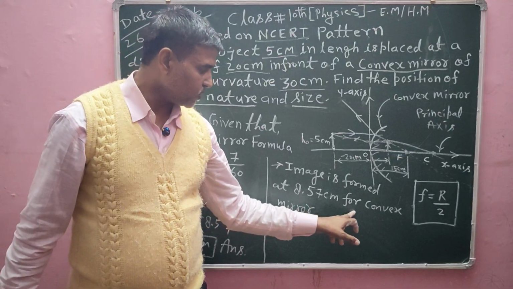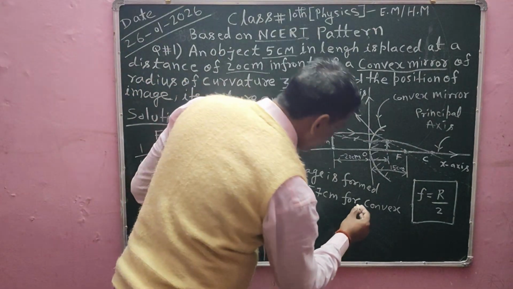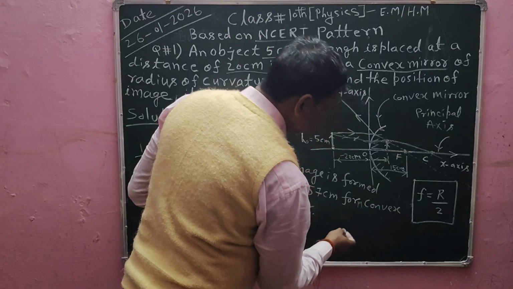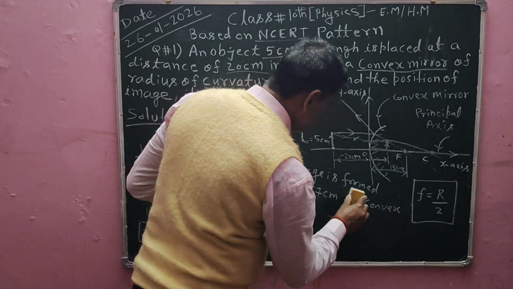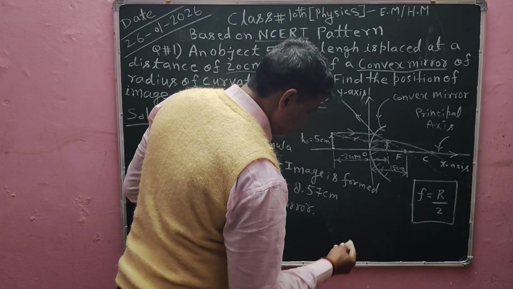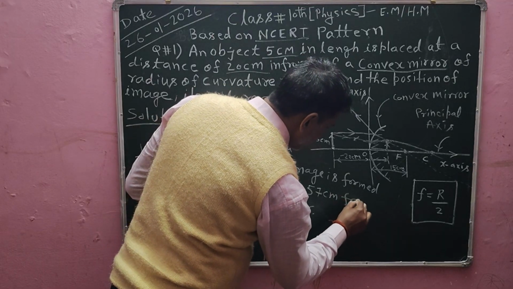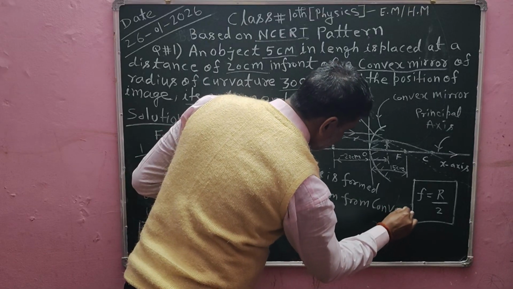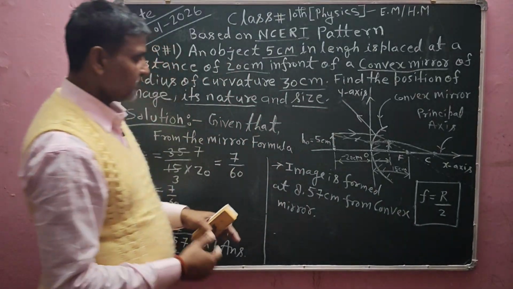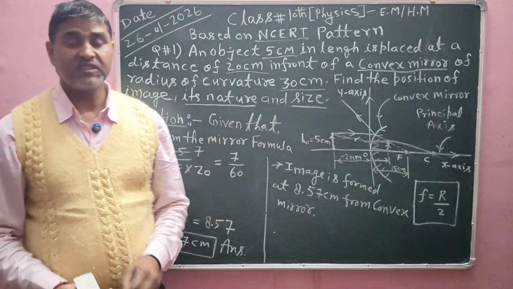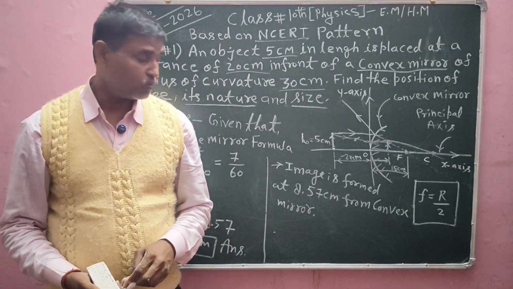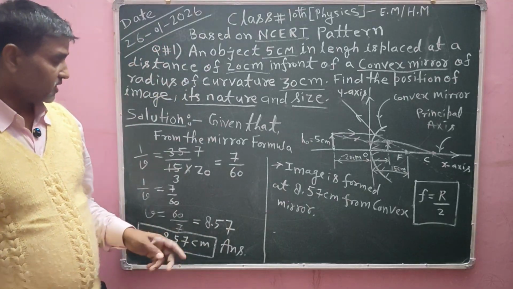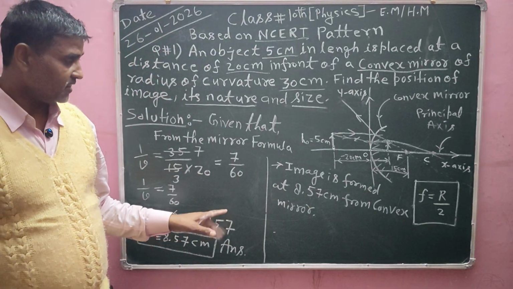8.57 centimeter from... here I will write properly from convex mirror. Okay, so all this information I will also translate into Hindi, so students who are reading in Hindi medium can also understand it clearly.